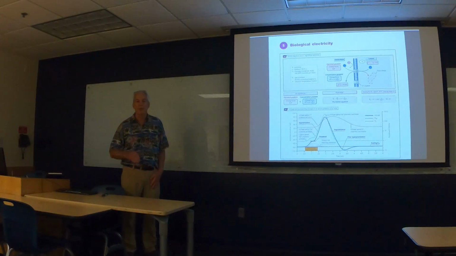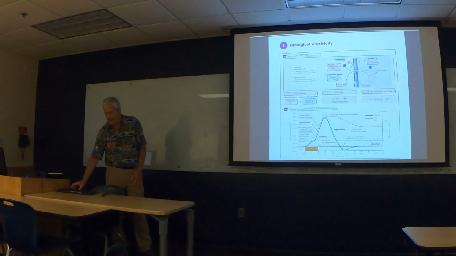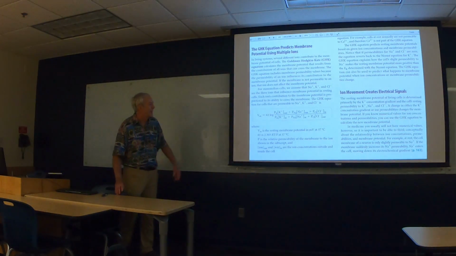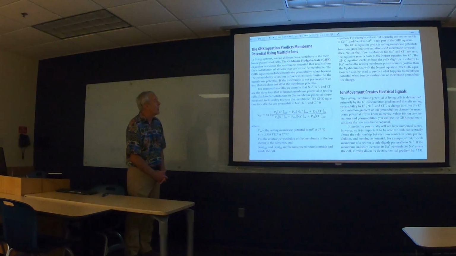Once you start building up charge in that location, you're going to generate an electrical gradient, which is going to push opposite to the concentration gradient. And the Nernst potential tells you the voltage at which point the concentration gradient is going to be exactly balanced by the electrical gradient.